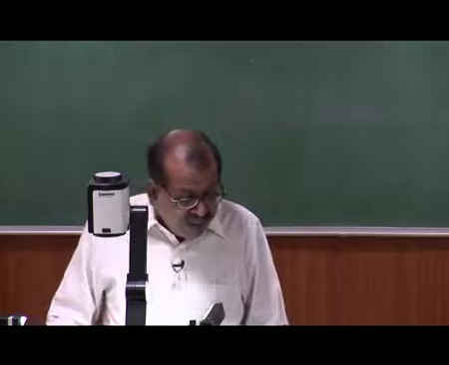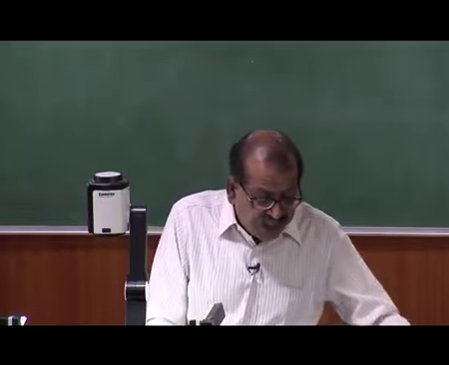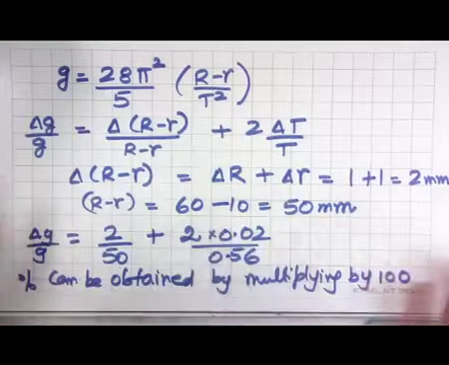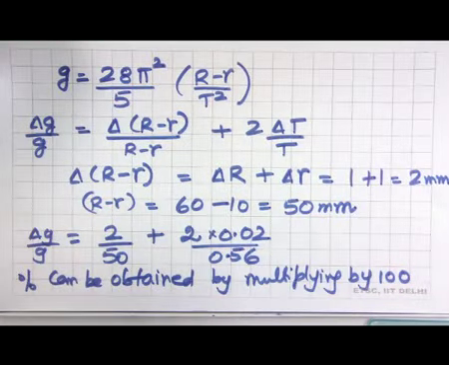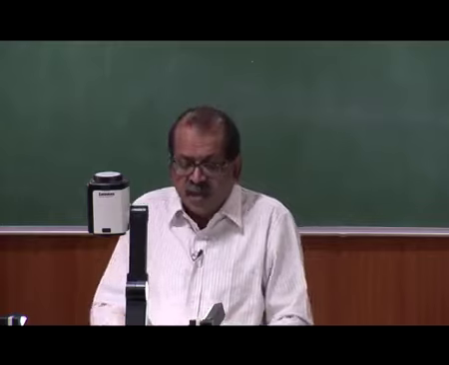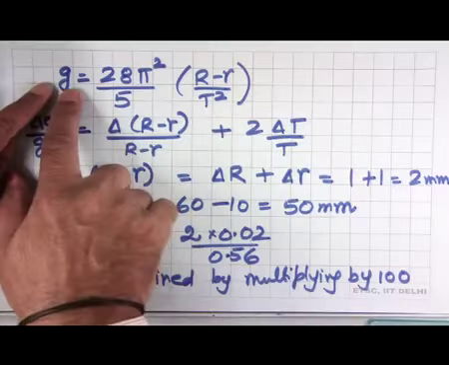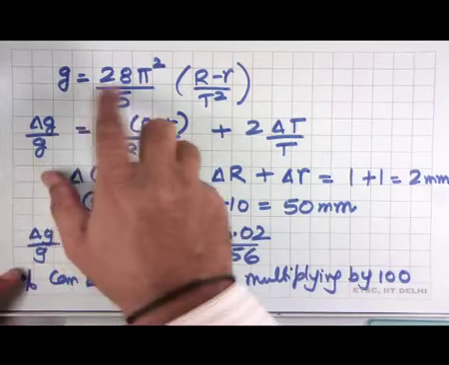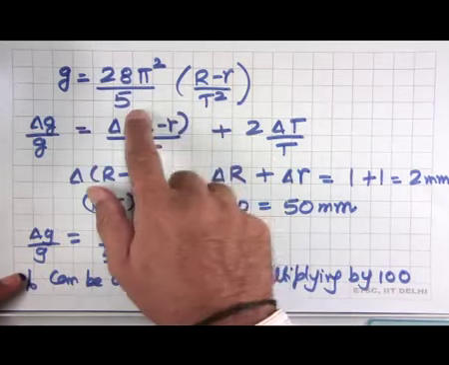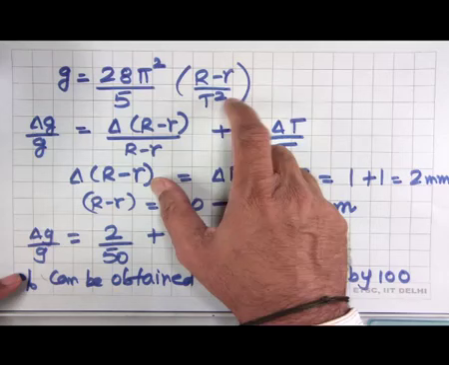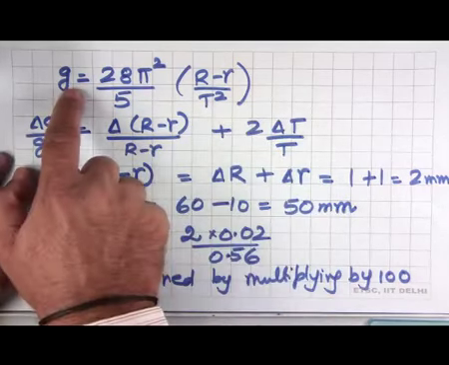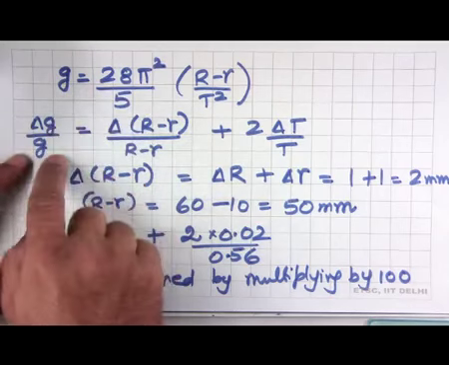Now, to find the percentage error in G, we first write the formula for G. The formula was given to us in terms of time period, so we square that and write the formula in terms of G. When you do that, you will find G comes out to be 28 pi square upon 5 times (R minus r) by t square. Once we have this, we use our error analysis and write delta G upon G.